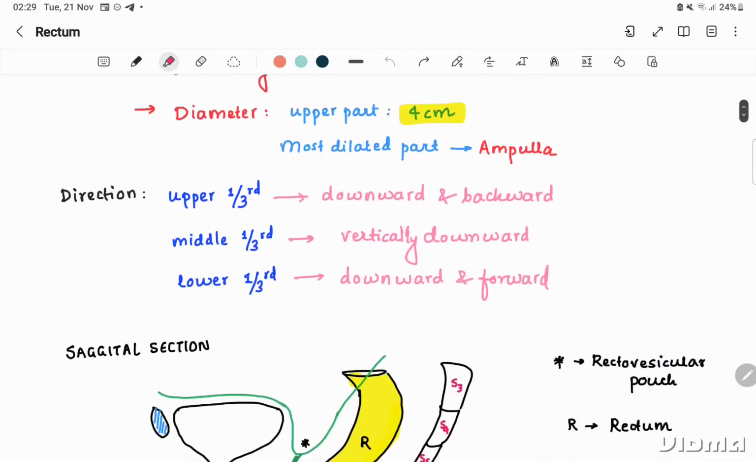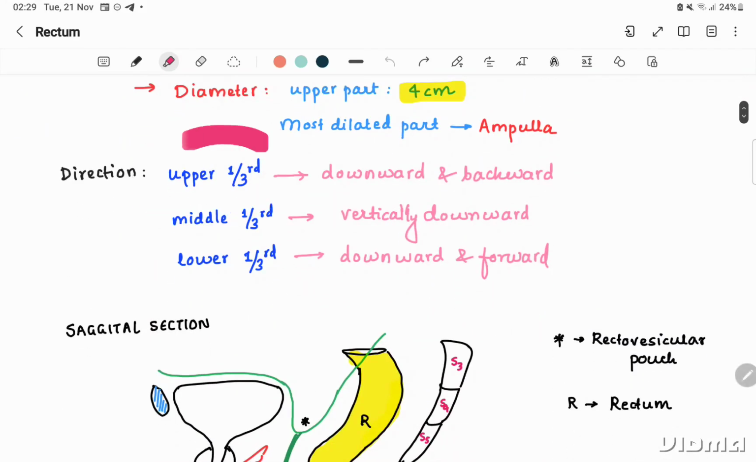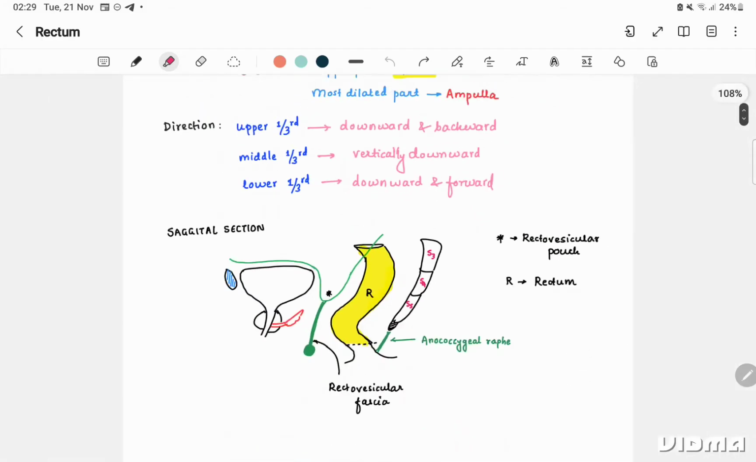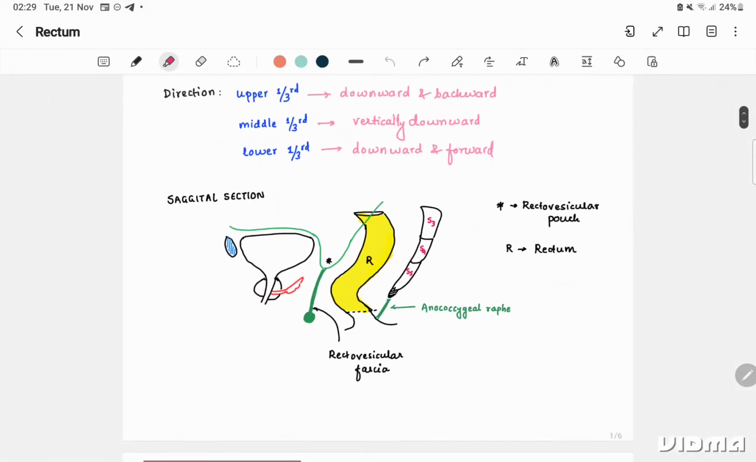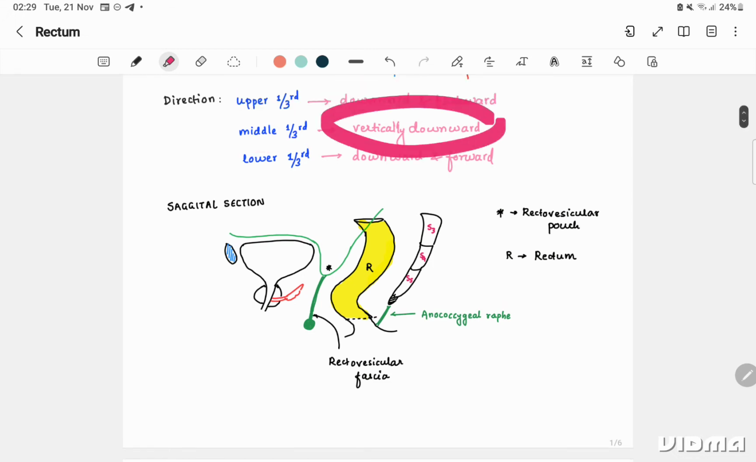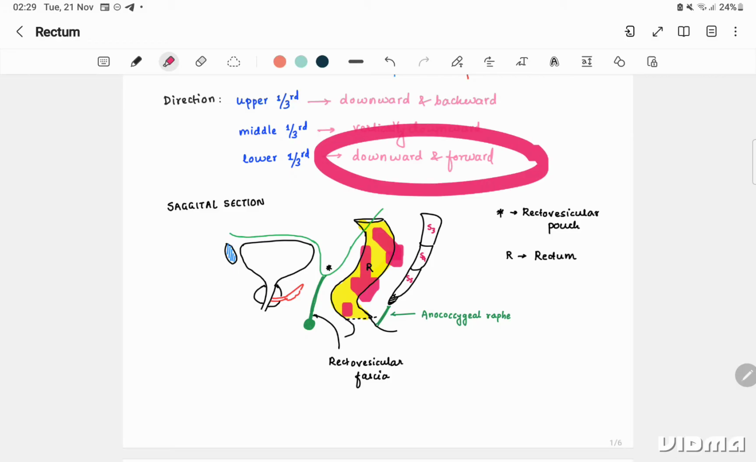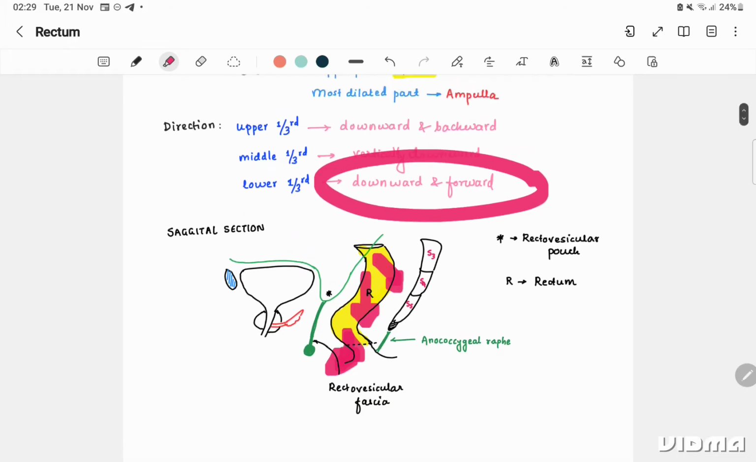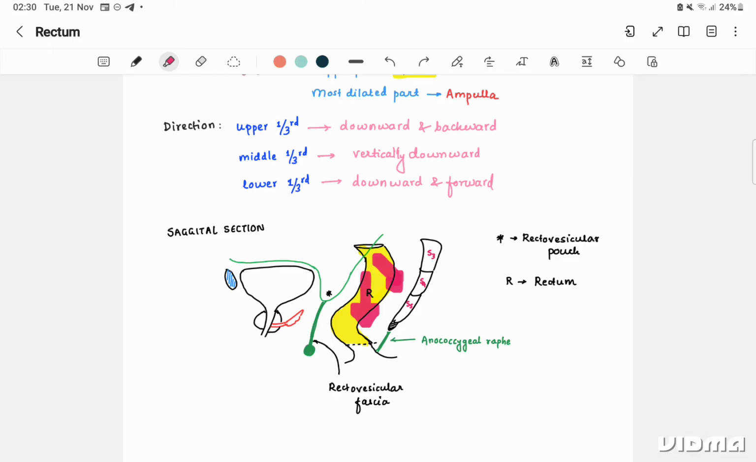Okay. So talking about the rectum, the direction of the rectum: the upper one third is downward and backward. The middle one third is vertically downward. The lower one third is downward and forward, like it is coming forward. Understood? So these are the directions of your rectum.